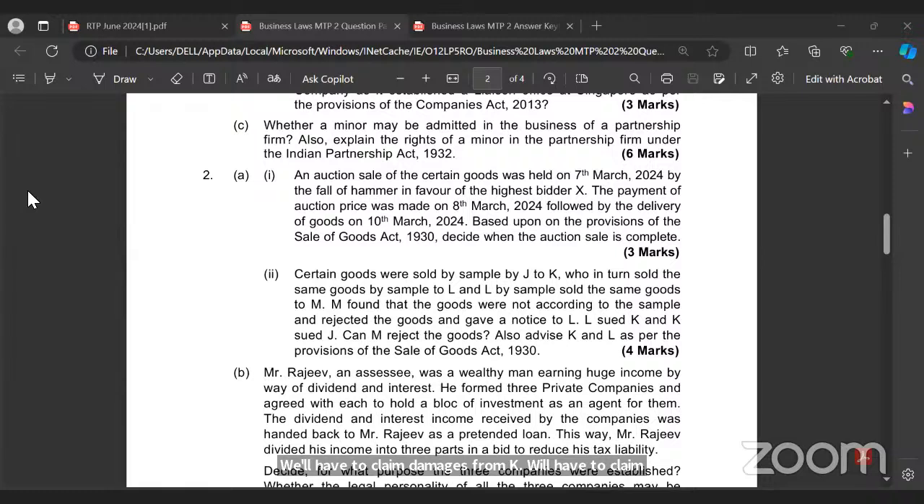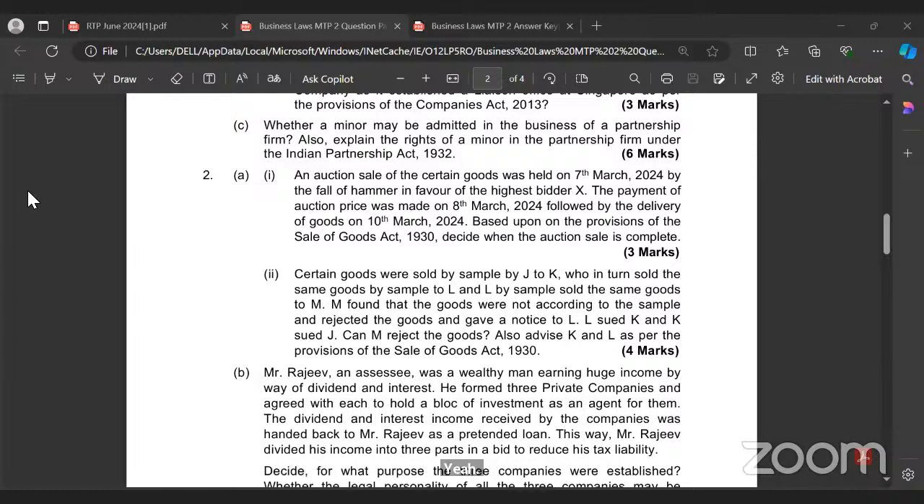I've already told you. Read the first part. Say M has every right to reject the goods. Then you can say the recourse available to K and L is they can claim it from J. I think so. We did this question, no? The RTP or something. Yes, sir. Yeah. Then just read it quickly.